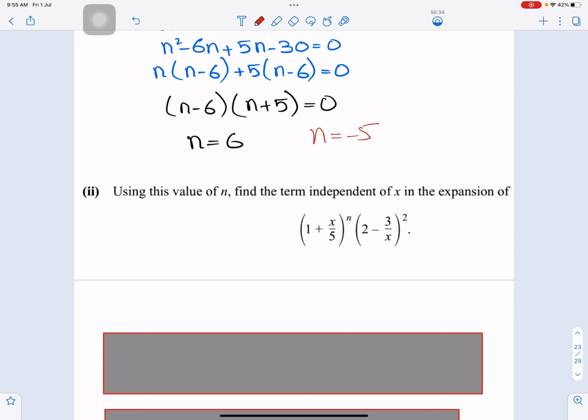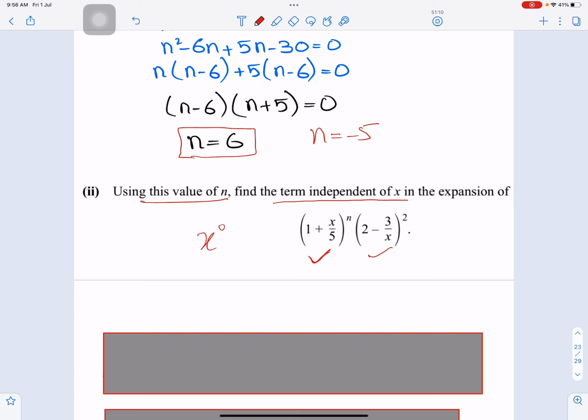The second part of the question, which students usually find tricky, is find the independent term of x in this expansion, and we will use this value of n. Now, term independent or term constant, any word can be used. It means x power 0, or the term which does not have x, right? Now, this expansion we have done in part 1, but we did not do the whole expansion, we can show here.